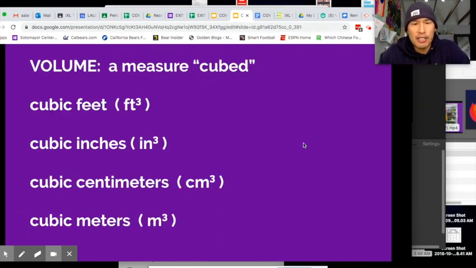So whenever you see that little superscript 3, that little 3 above the FT right there, that means you're dealing with volume. Remember, volume is 3 dimensions, 1, 2, 3. So any unit of measure you're going to use, whether it's feet, inches, centimeters, or meters, we're going to put a little 3 at the top of the abbreviation to let you know that we're talking about volume. So volume is a measure that is cubed, so cubic feet, cubic inches, cubic centimeters, cubic meters. The appropriate way to show the unit of measure when you're using volume is to cube the units. Put that little 3 up there.